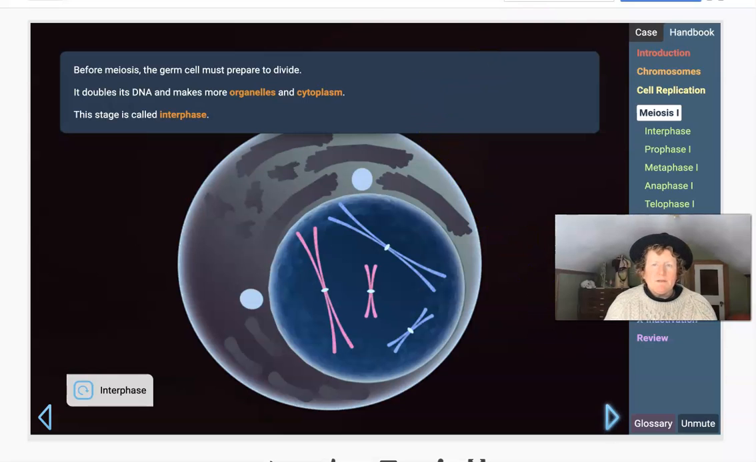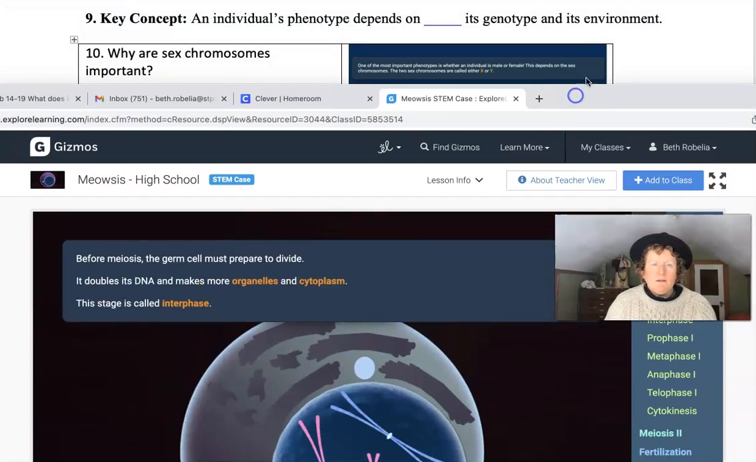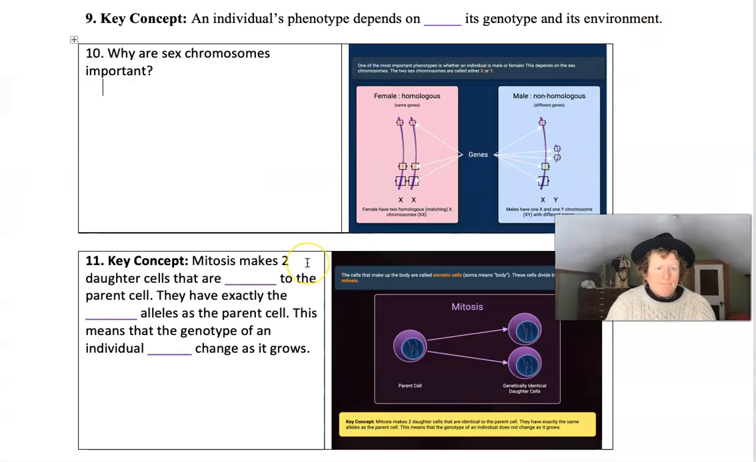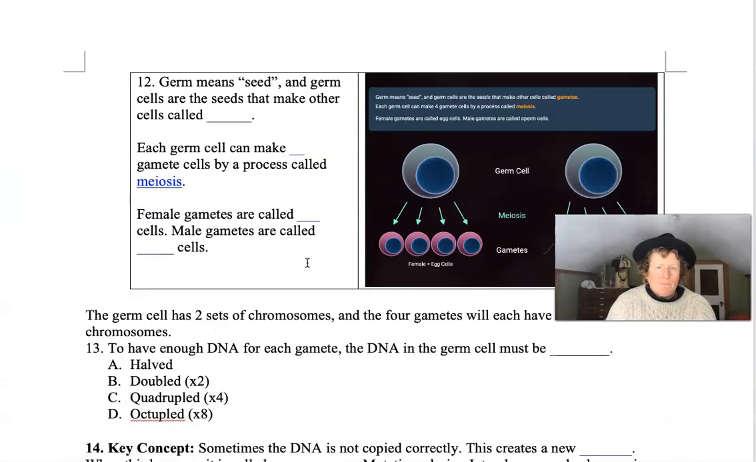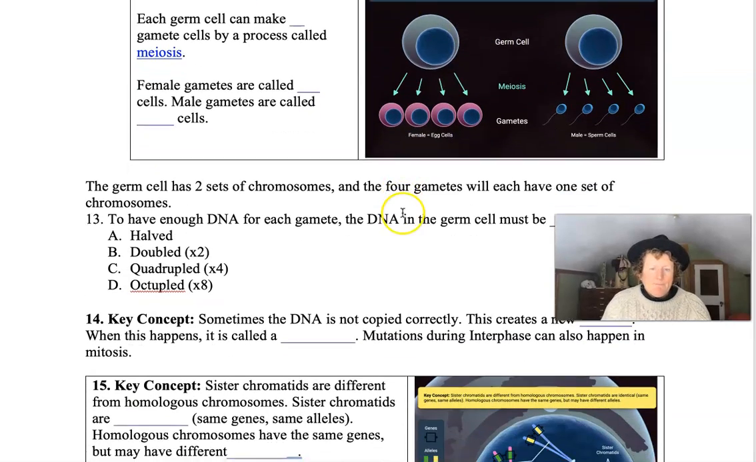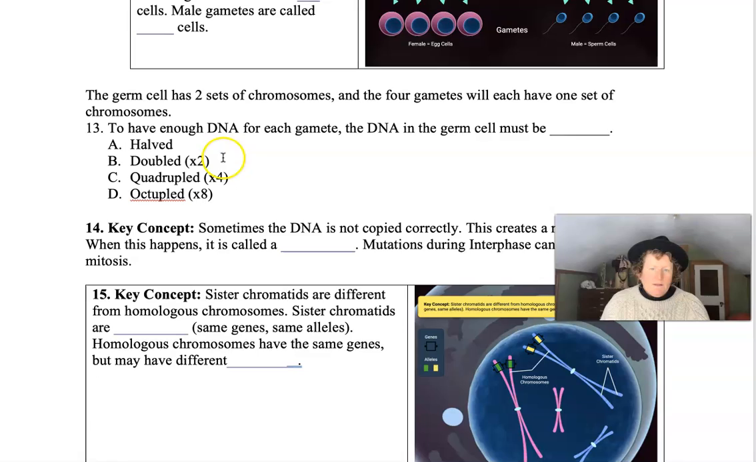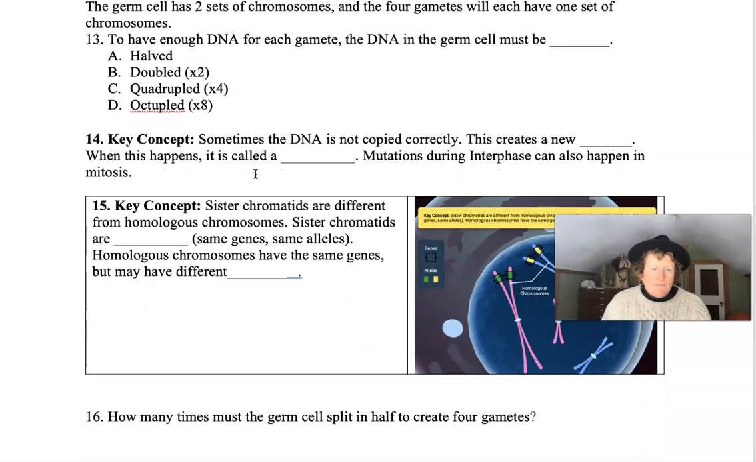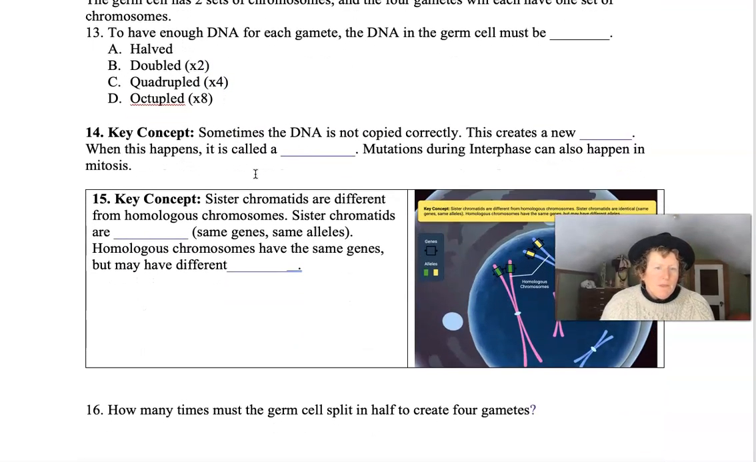In the meantime, let's go back and look at our lab so far. Germ cells mean seed, and germ cells are the seeds that make other cells called. You can get some of these answers from the screenshot right here. You picked the correct answer to number 13. And we're working on the key concepts for 14 and 15.